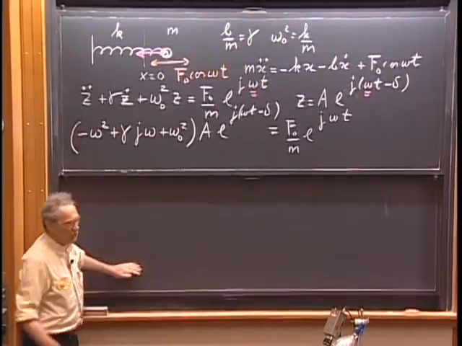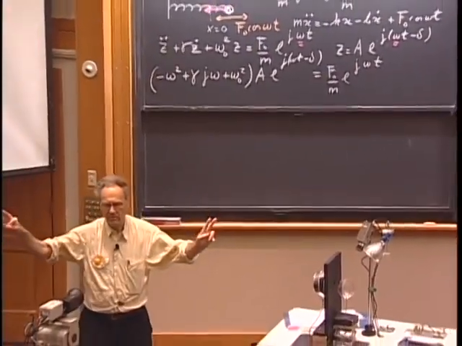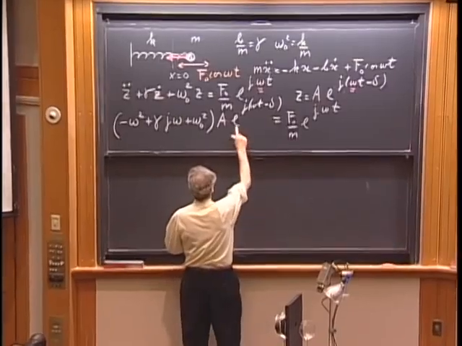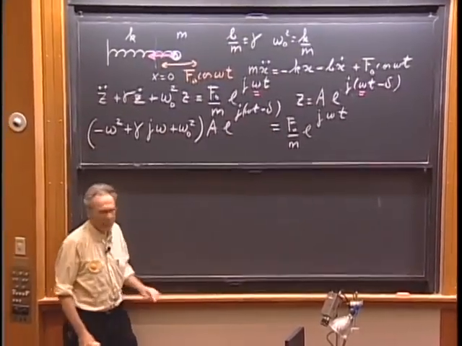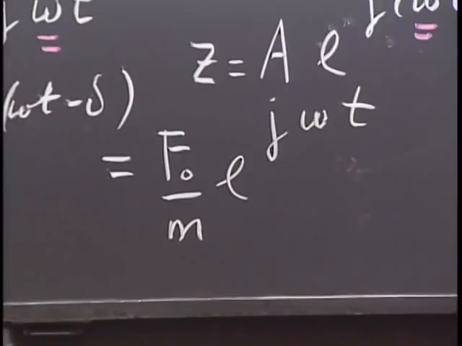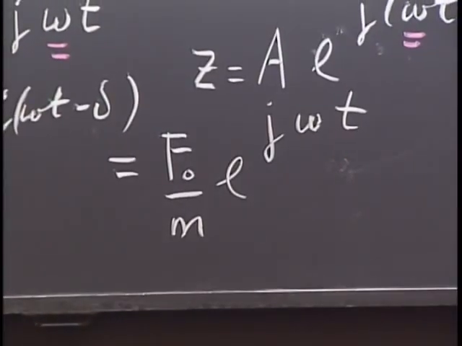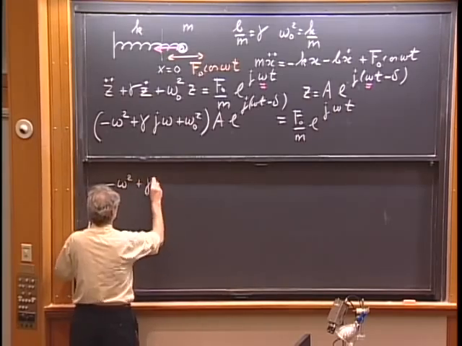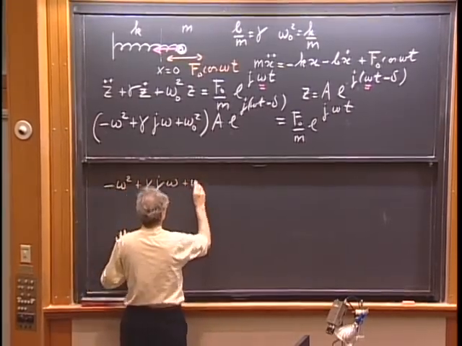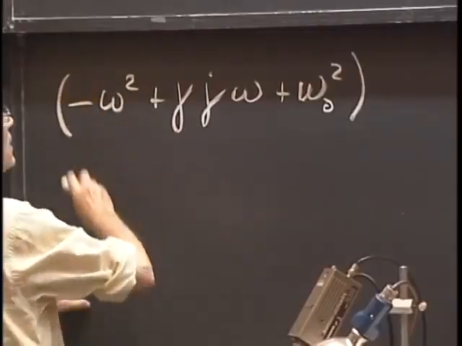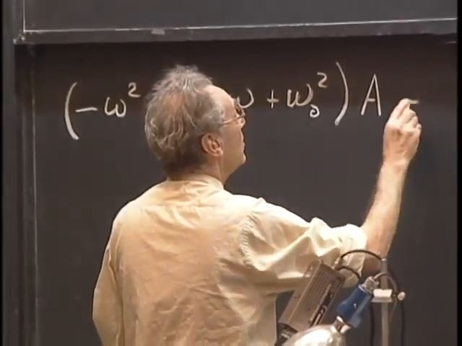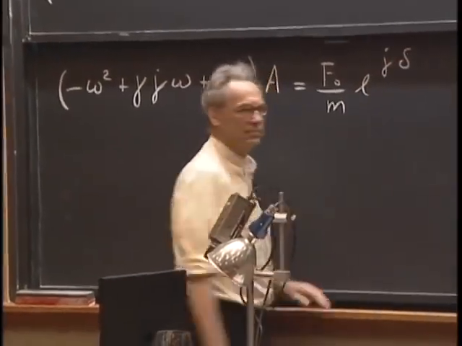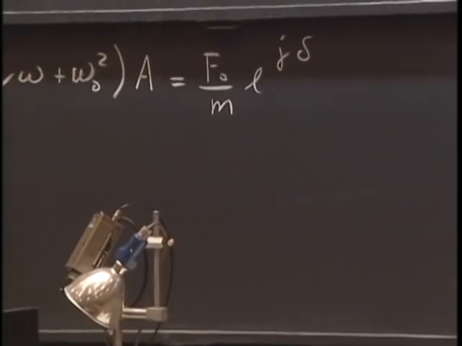And you see that e to the power jωt cancels on both sides. So I lose my e to the power jωt, and I'm going to multiply both sides by e to the power j delta. So I lose my delta here, but it appears then here. And so if I make that simple algebraic change, we're going to get minus ω squared plus γjω plus ω0 squared, that multiplied by A must now be equal to F0 divided by m times e to the power j delta. Because ωt is gone, and I've moved the delta to the right side.